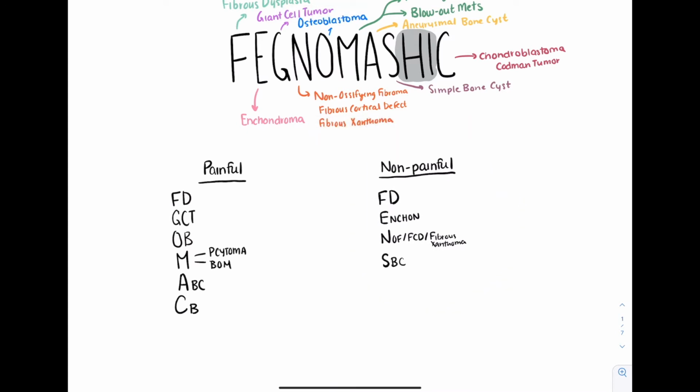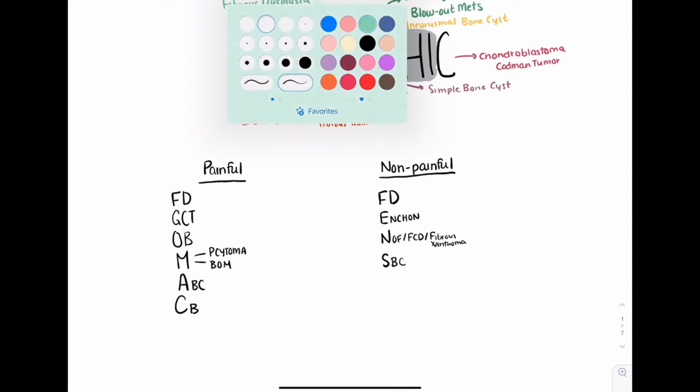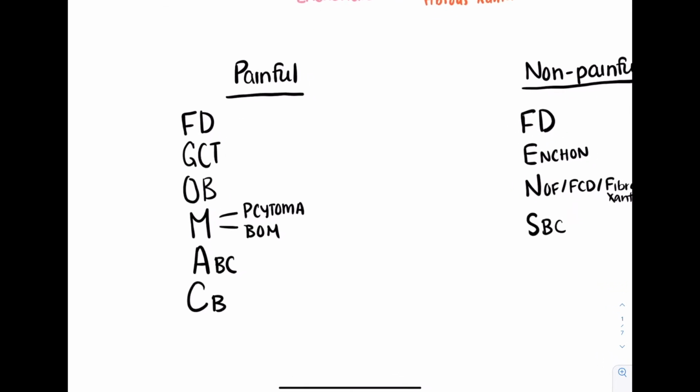So then the first question I always ask myself when I come to an image is, in the history, was I told is this painful or non-painful? And if I'm told, then I separate and ask, do I go to my FENS list or do I go to my GOMAC list? You can say FGOMAC or GOMAC. I just said GOMAC and then I just remember fibrous dysplasia is both of them. But that's where you start. Now let's talk about age stuff. So let's go through the ages for each of these.